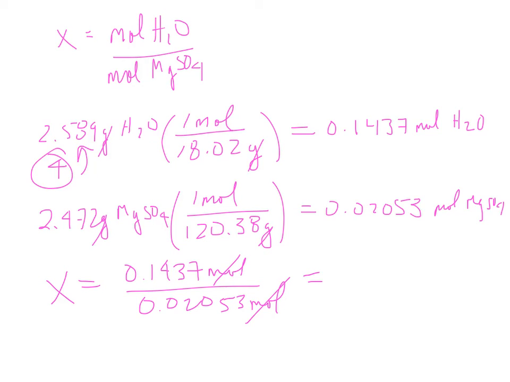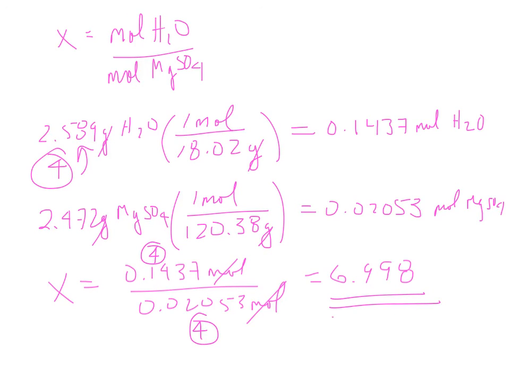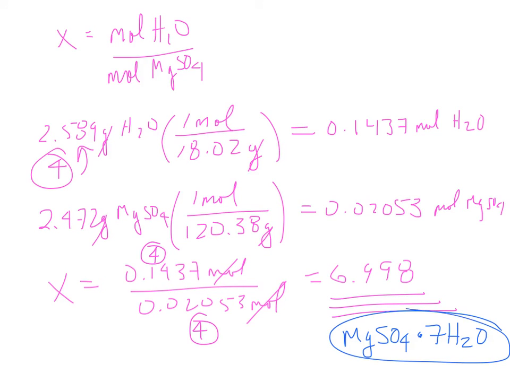And I get 6.998. Notice that the answer here is the 4 significant figures, 4 there, 4 there. This makes me feel good because we said that x should be close to a whole number. So therefore, I'm going to argue that the formula of the hydrate must have been with 7 water molecules surrounding it. And we are done.